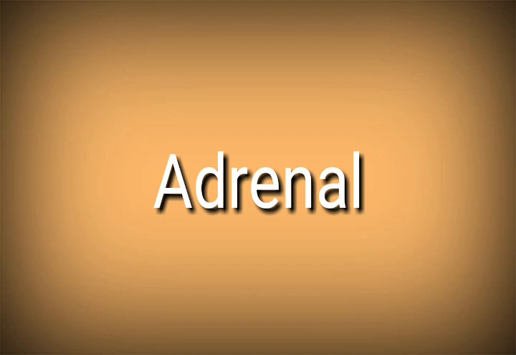17-hydroxypregnenolone can be converted into DHEA, 17-hydroxyprogesterone can be converted into androstenedione, and DHEA can also interconvert into androstenedione by the enzyme 3-beta-hydroxysteroid dehydrogenase. And then finally, androstenedione can be used to make testosterone.